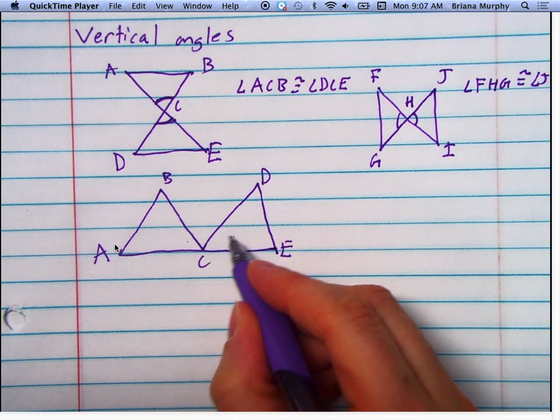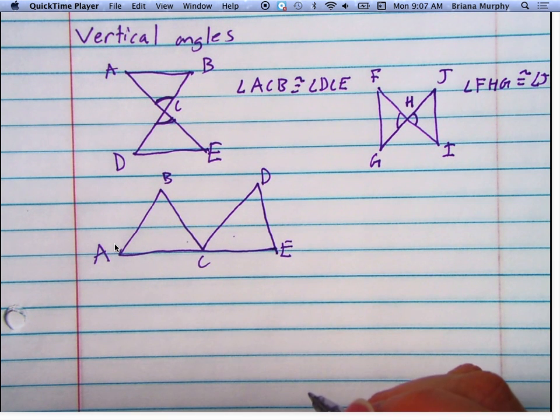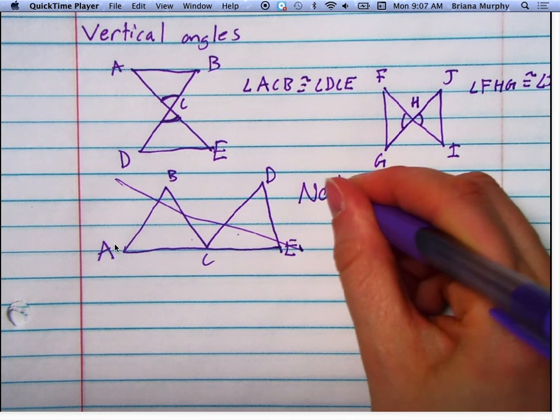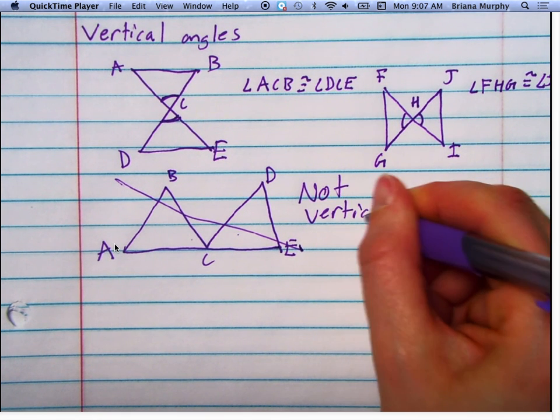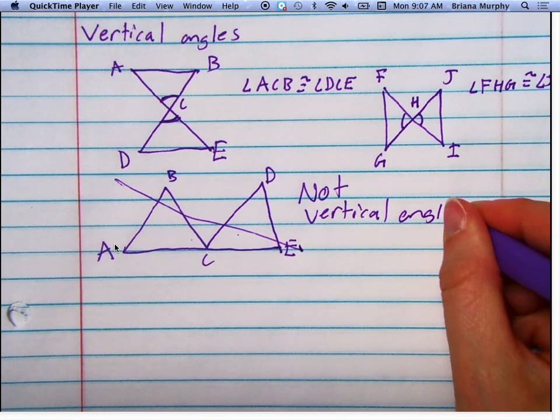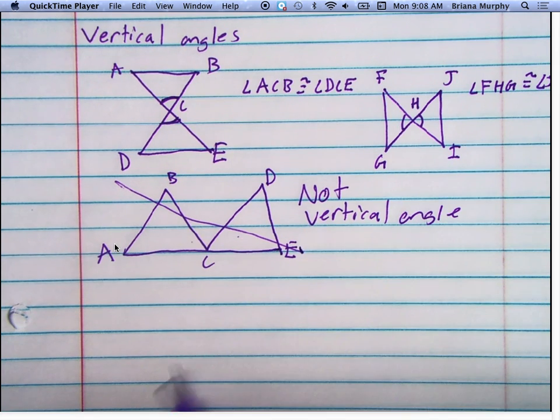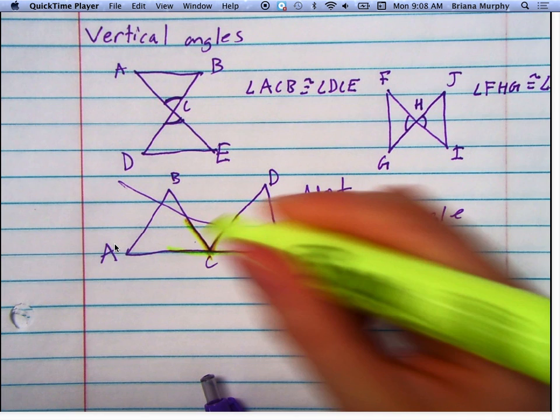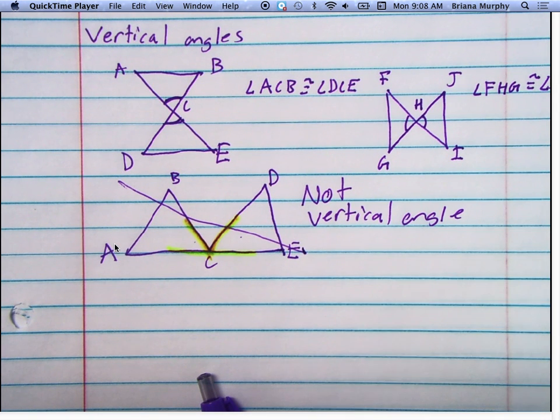These angles right here are not congruent to each other. We cannot use them as vertical angles. It doesn't form an X. It makes like a K, right? You kind of see this K thing looking here. That is not vertical angles. It's got to look like the X.